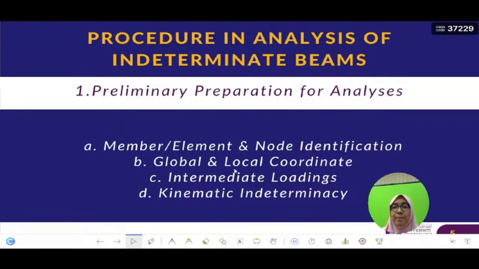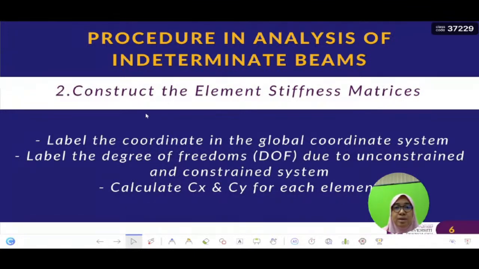Okay, we have to identify member and node. We have to use the global coordinate system, and we have to analyze intermediate loading, and we call this equivalent nodal forces. And then we will start analysis by identifying the stiffness matrix for each element of the beam. Okay, how to do that? So what we need to understand is we have to label coordinate for beam, and then we have to label degree of freedom, and we have to calculate Cx and Cy for each element.